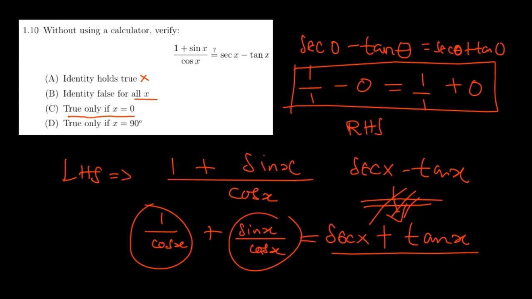It's only true when x is equal to 0. What about if we tried 90? That would be 1 over cos 90, but cos 90 is 0. 1 over 0 doesn't even make sense. It's invalid. So this one is only true when x is equal to 0. Alright, so you pick C as the best answer there.